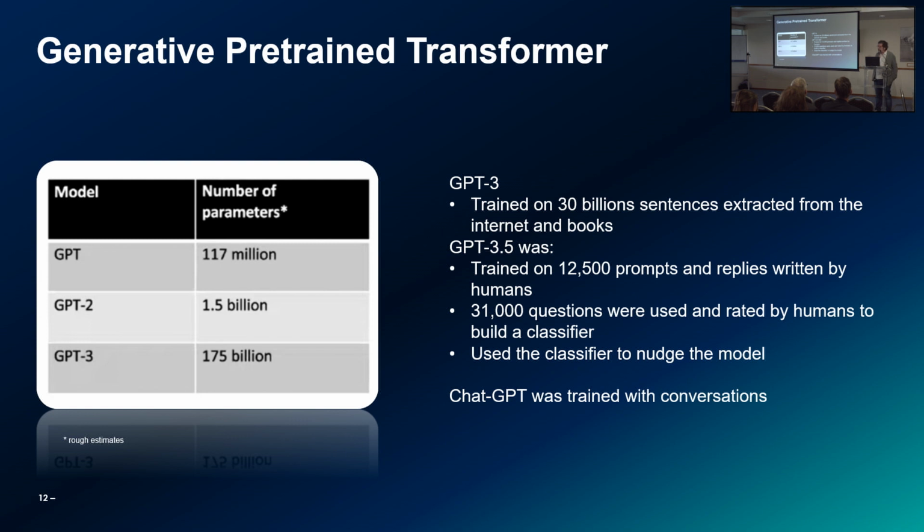What they did was ask GPT to give 10 replies to 31,000 questions, and then they ranked those replies. It was much easier to do, and thanks to that, they had a classifier of what is a good reply to a prompt. And thanks to that classifier, they could improve the model. And that's why GPT 3.5 appeared and was so good at replying to prompts.